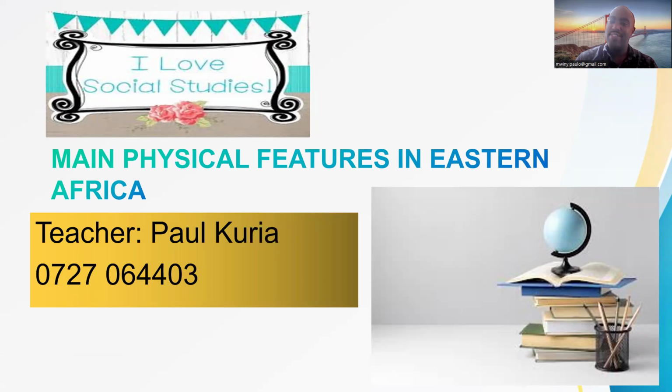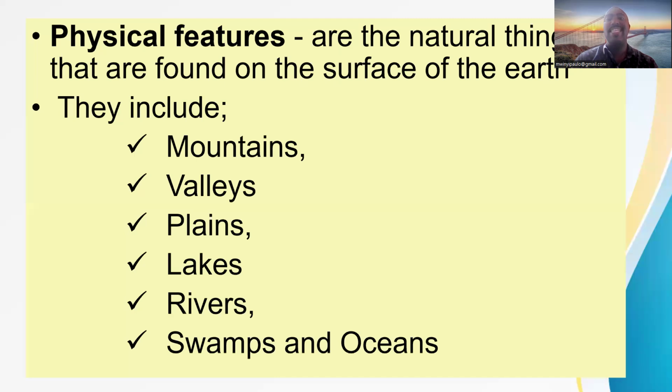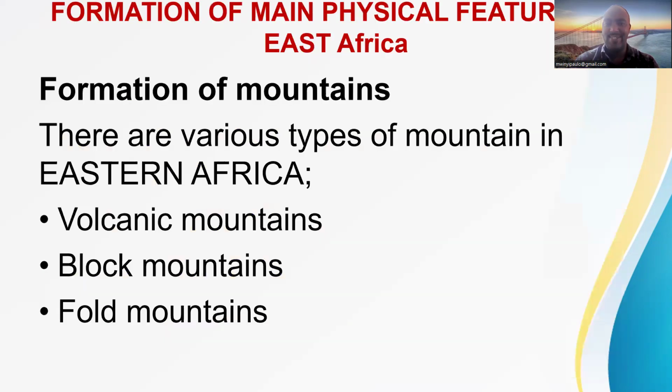First things first, let's define physical features. Physical features are natural things that are found on the surface of the earth. Natural, underline that. And these physical features include mountains, valleys, plains, lakes, rivers, swamps, and even oceans. Good. Let's start looking at formation of mountains.